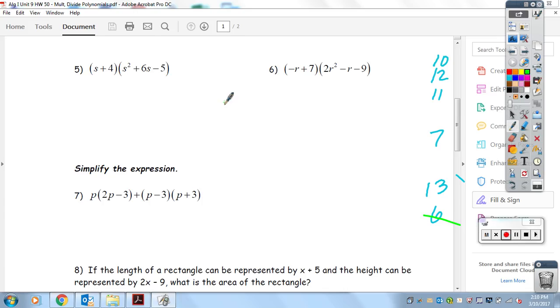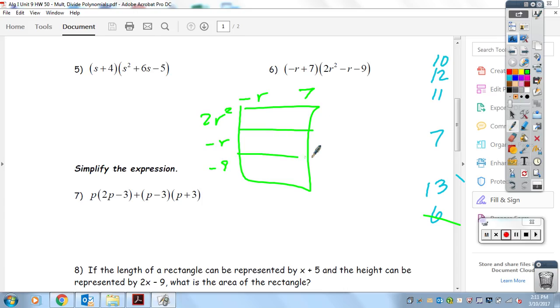I'll do the horizontal method. And I'll do the table method because that's more realistic for what you guys are probably going to do. I'll do it this way this time. Negative r and 7, and this one is 2r squared, a negative r, and a negative 9. Negative r times 2r squared is negative 2r cubed. Negative r times negative r is a positive r squared. R times r is r squared. Negative r times negative 9 is a positive 9r.